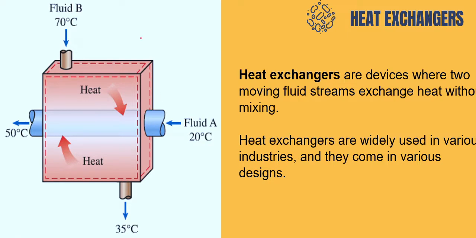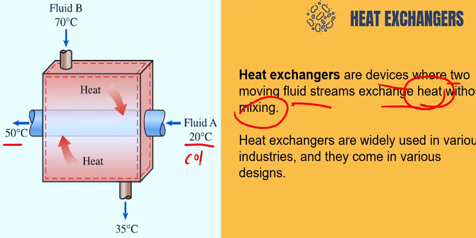Heat exchangers are devices where two moving fluid streams exchange heat without mixing or without contact. So now you have two streams: fluid A and fluid B. Fluid A, you want to heat it from 20 degrees C to 50 degrees C. So this cold stream requires heating.